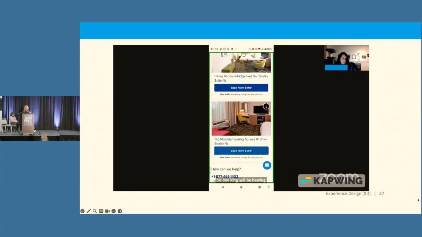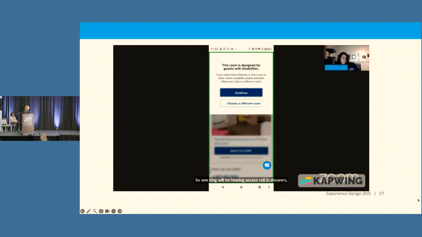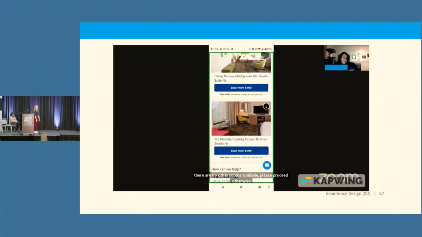Studio, so I'm going to look at that one and book from 146. Oh, that's really nice. It says this room is designed for guests with disabilities. If you need these features or there are no other rooms available, please proceed. Otherwise, select a different room. That is very nice, I will say.